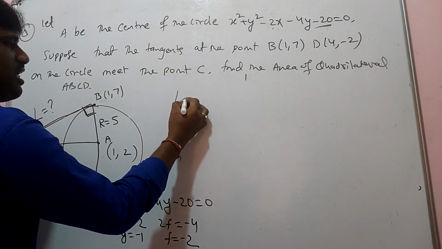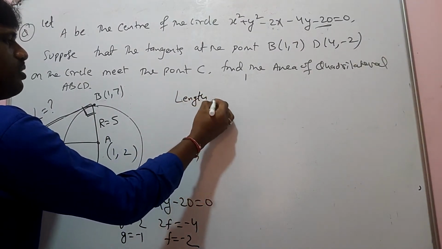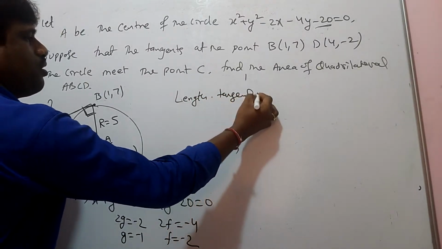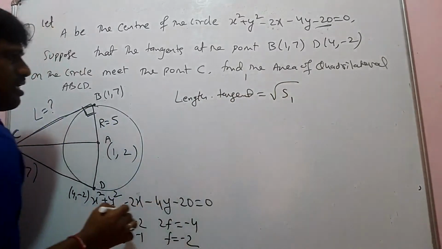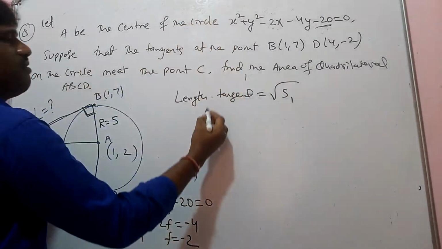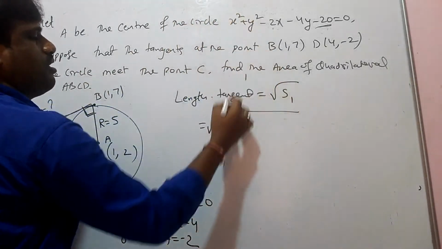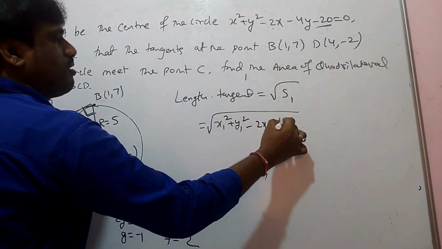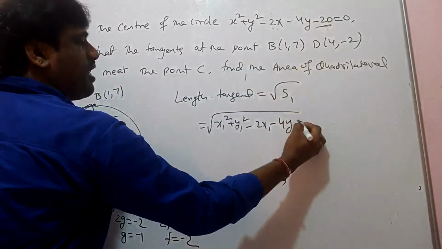They are all saying the length of the tangent formula is root S1. Everyone says the length of the tangent formula is root S1. Correct, this is correct. But now you got the point. Now you can find it. Root S1 means x1 square plus y1 square minus 2x1 minus 4y1 minus 20.